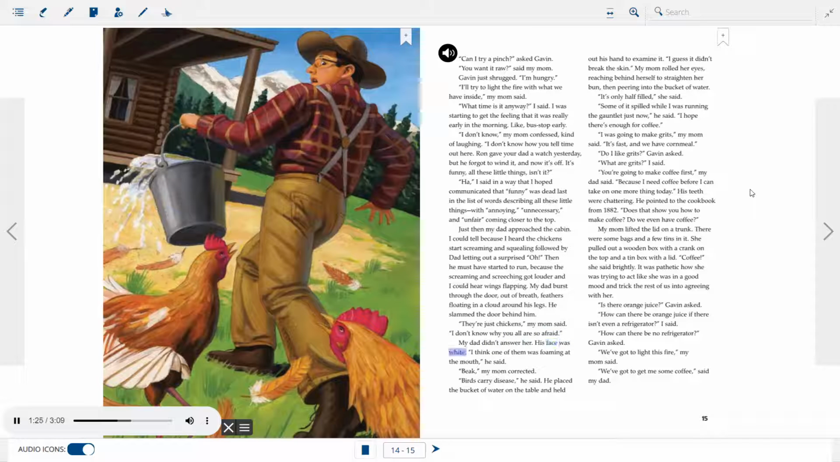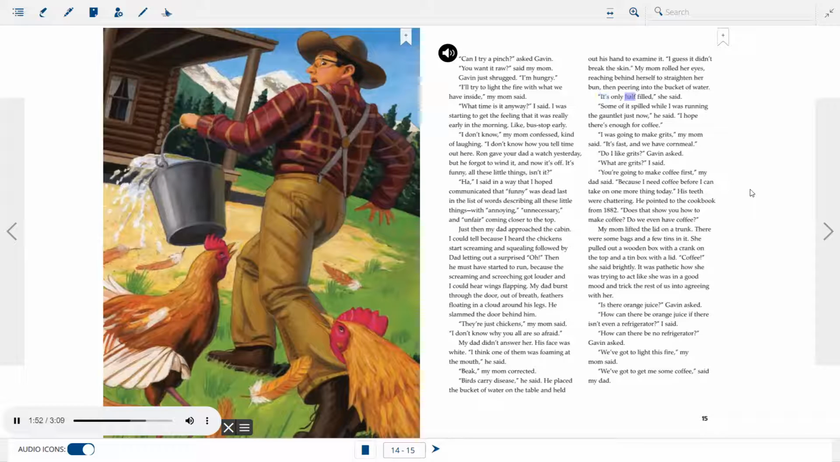His face was white. "I think one of them was foaming at the mouth," he said. "Beak," my mom corrected. "Birds carry disease," he said. He placed the bucket of water on the table and held out his hand to examine it. "I guess it didn't break the skin." My mom rolled her eyes, reaching behind herself to straighten her bun, then peering into the bucket of water.